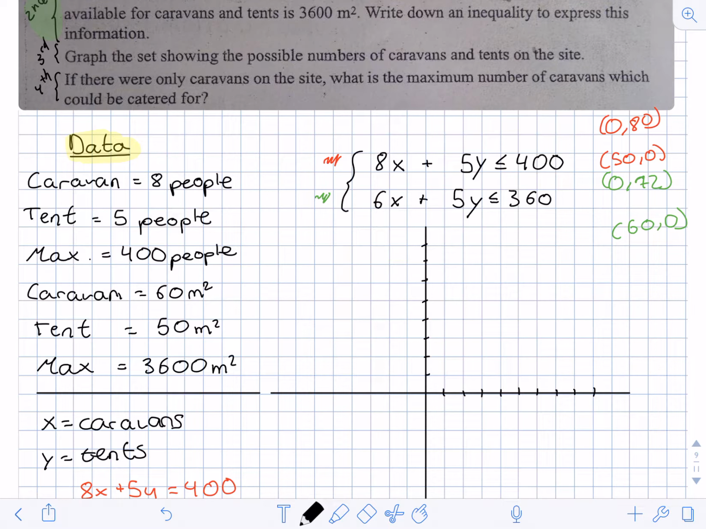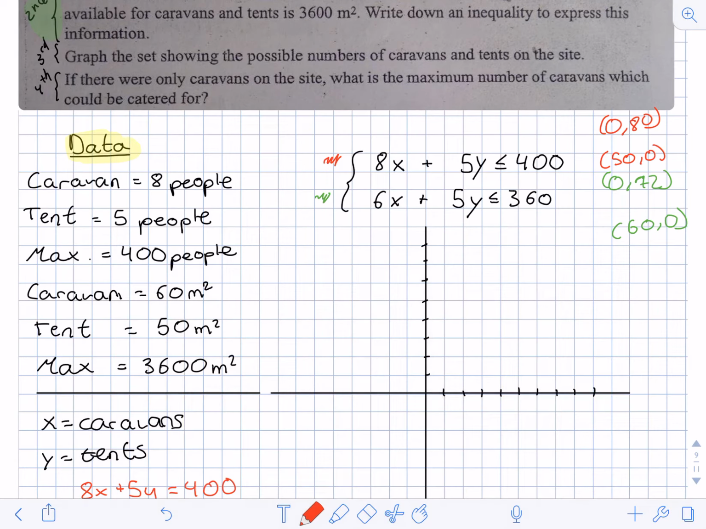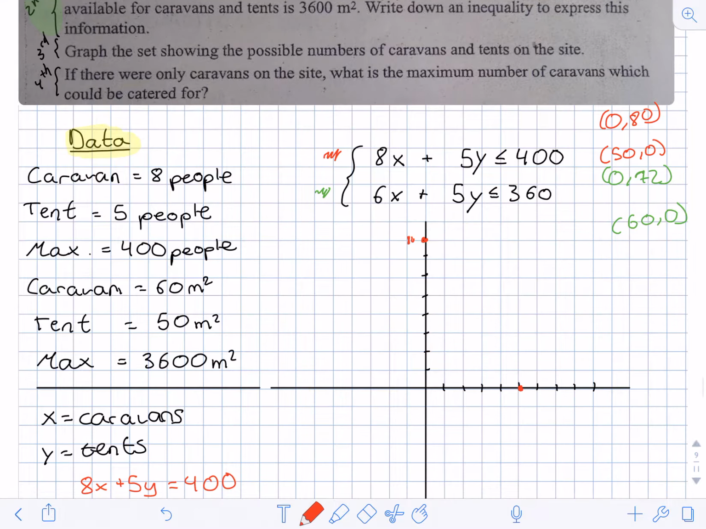I already have a video up on how to do this kind of linear programming question without graphing, by using simultaneous equations, okay? But anyway, we're going to do the red one first. So we have 0, 80, so we have 1, 2, 3, 4, 5, 6, 7, 8, 80, that's 1 point, and then we have 50, 1, 2, 3, 4, 5, 0. Okay, that's another point. So now we join them.